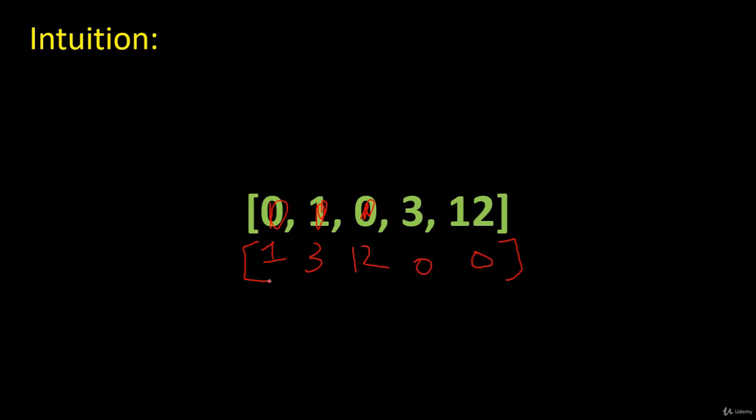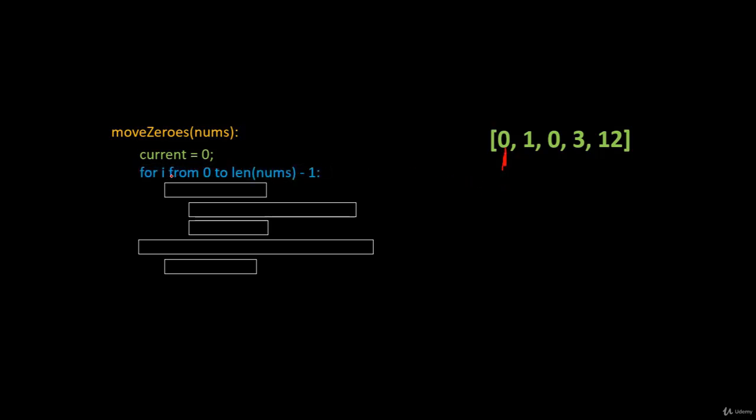Now let's see the pseudocode. First, I'm going to declare a function moveZeros that takes an array nums. For the sake of understanding, let's assume this is our given array. Then we have a variable current equal to 0. It will point to the first element in our array, right? So it will point right over here. Then we're going to run a loop for i from 0 to len(nums) minus 1. Then we're going to check if the current element is not equal to 0.